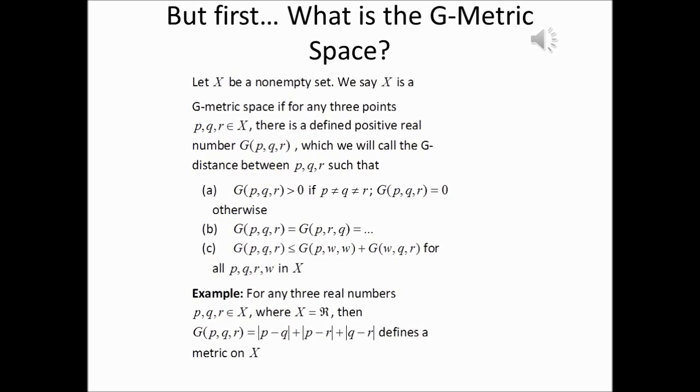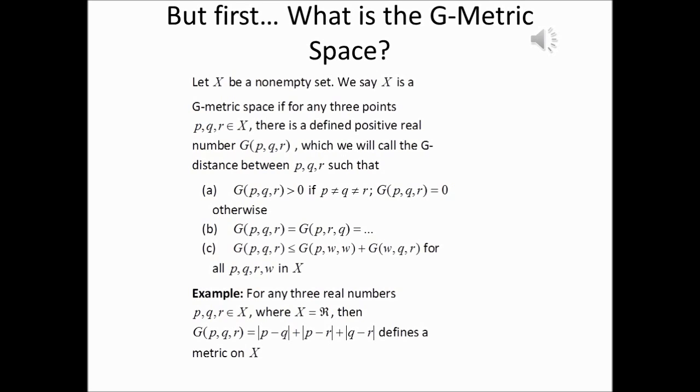Now let us give an example of a geometric space. So here we assume X is a set of real numbers, and then we define the function G from X to the power 3 to the set of positive real numbers by the G distance between P, R, and Q to be equal to the absolute value of P minus R plus the absolute value of P minus Q plus the absolute value of R minus Q for all P, Q, R in X. Then we can see that X is a geometric space.